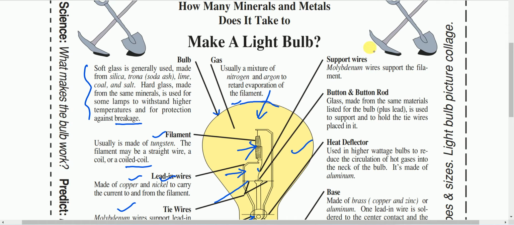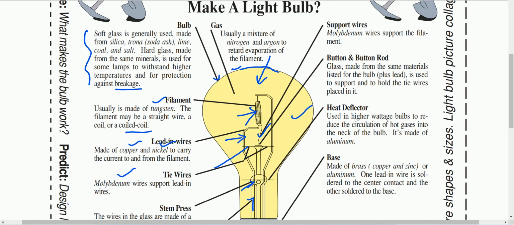Then this is the support wire. Molybdenum wire is used to support the filament. Then here this is the button rod. This is glass and made from the same material listed for the bulb, that is from silica and soda ash. It is used to support and to hold the tie wires in place.